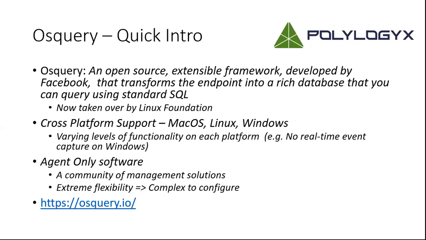Osquery was built with multiple operating system support: macOS, Linux, and Windows. And the community version or the upstream version of Osquery provides varying levels of features on each of these operating systems. It has more muscle on Mac and Linux, but not so much on Windows. And that's one of the first things that we built on Osquery, an extension to provide real-time events on Windows via the Osquery agent. And we'll talk more about that.